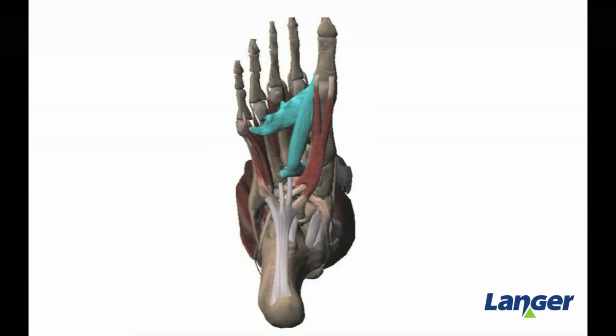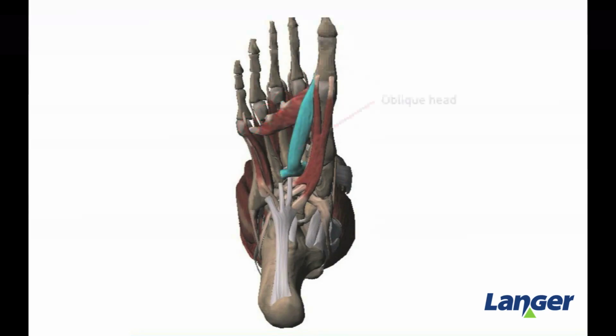The second muscle within the third layer is called the adductor hallucis. The adductor hallucis has both a transverse and oblique head. The transverse head runs horizontally along the foot and originates on the deep transverse metatarsal ligament. The transverse head inserts at the base of the proximal phalanx.